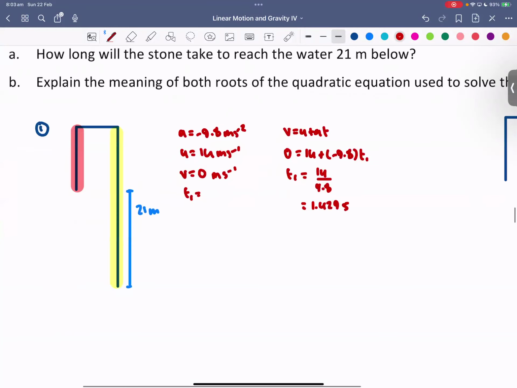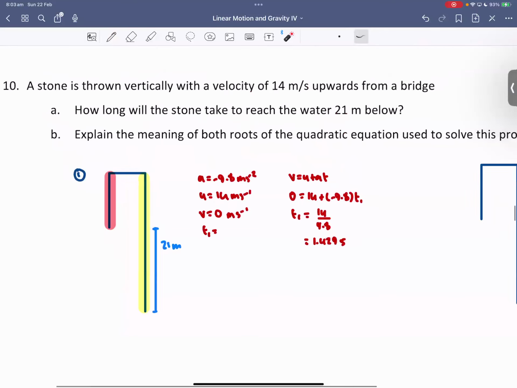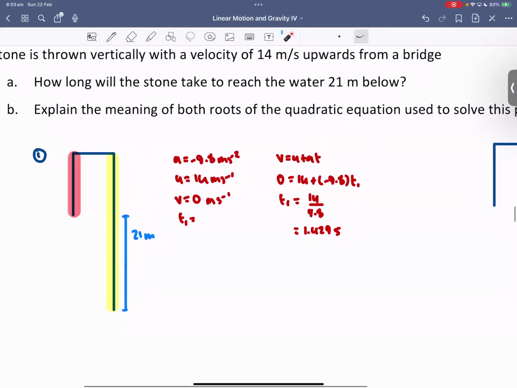All right, can you tell me the letters for the yellow part of the journey? Initial velocity 0, yep, and A is negative 9.8 because we're still on Earth, so now we're doing the second part of the journey. What else?